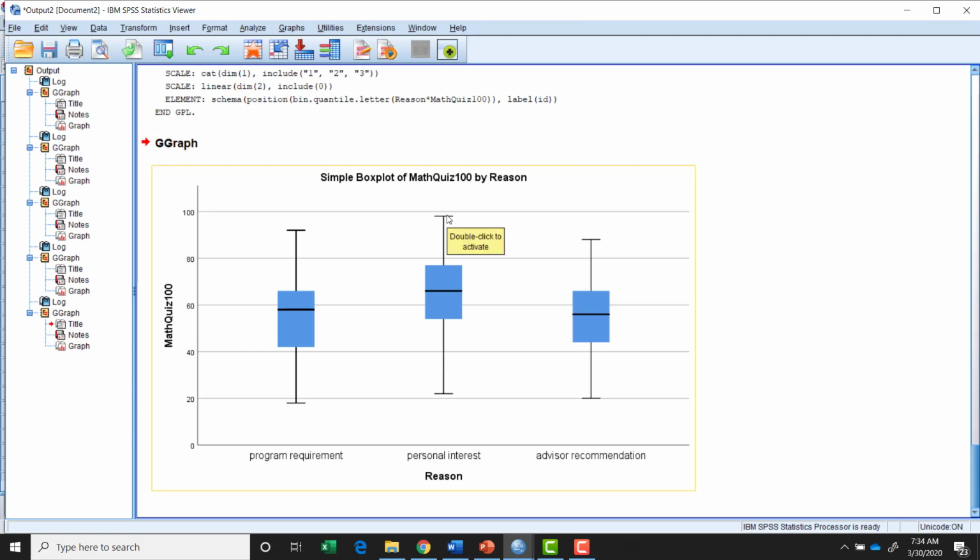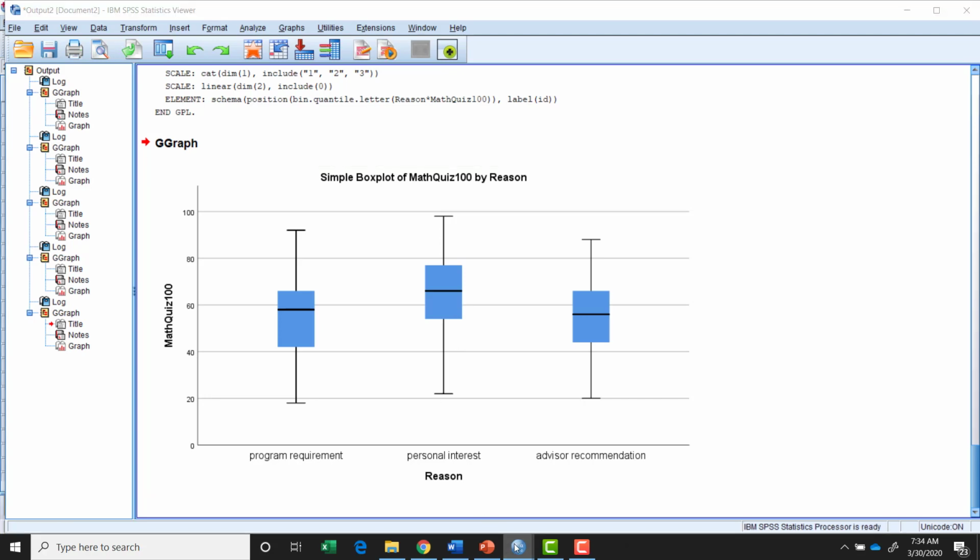Sometimes the whiskers only show values that are within a certain range. The length of the box is called the interquartile range. And sometimes if values are further out from the box than 1.5 times this, they'll be noted as outliers and drawn outside the whisker. So that would actually depend. There are different ways of drawing these box and whisker plots.